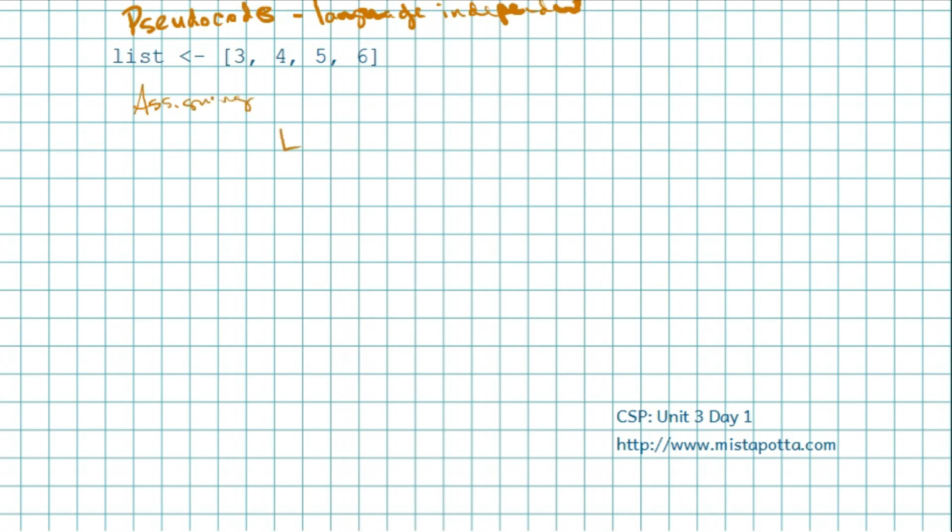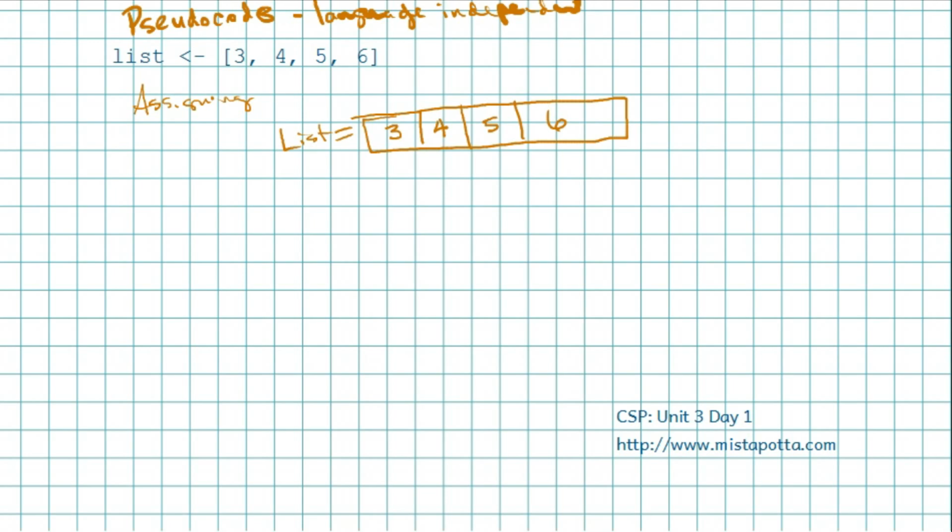So I've got a list called list, and at this moment I have 4 boxes: 1, 2, 3, 4. It contains a 3 and a 4 and a 5 and a 6. So this is my list. And what I've essentially done is I've created a data structure with 4 pieces of data in it. So now what I want to do is talk about how we manipulate it.